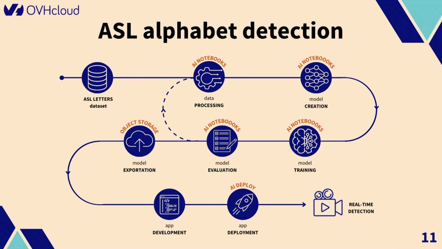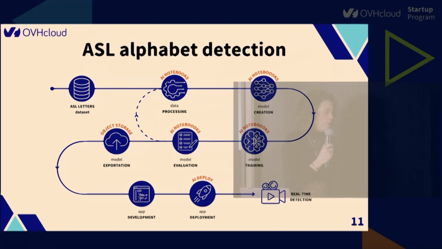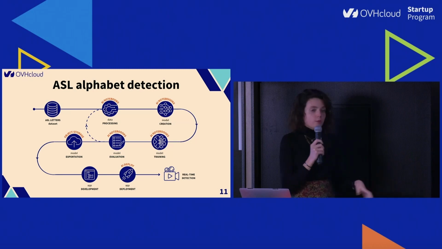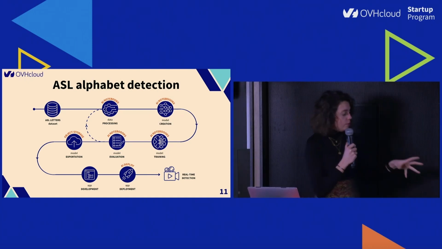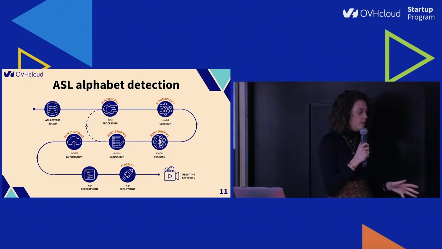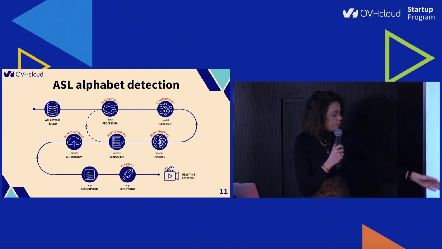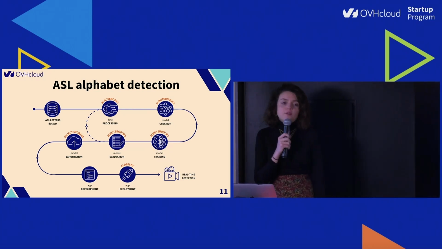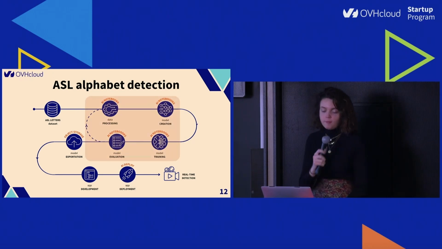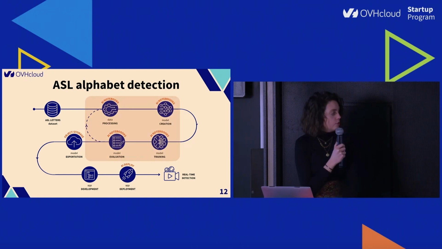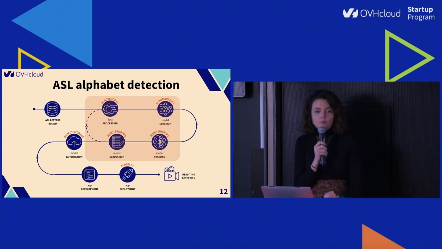Now it's time to use the model to develop an app. We can develop it with FastAPI, for example, or Streamlit in our case. And we will use a Docker image. You will see it is very simple. And we will deploy it thanks to AI Deploy. After that, we will do some real-time detection. First of all, we will focus on the AI Notebooks part, and we will do some tests.